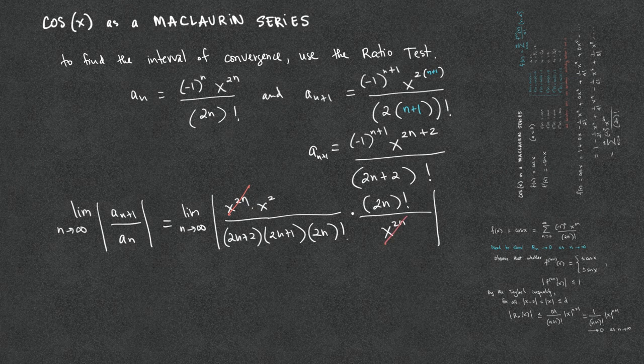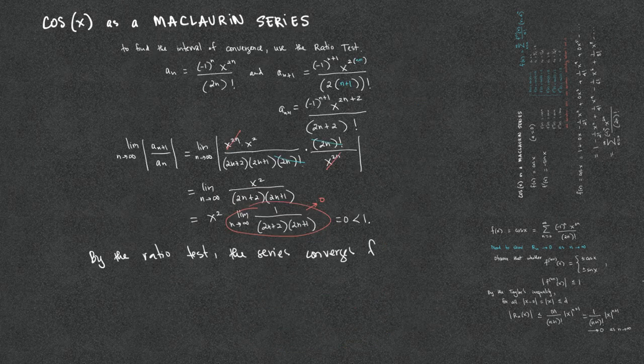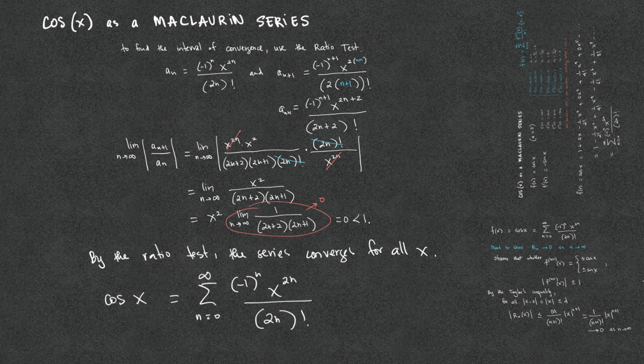Simplifying the x to the 2n and 2n factorial, we end up with x squared over 2n plus 2 times 2n plus 1. Note that we ignore the negative 1 to the n because of the absolute value. This limit is 0 as n goes to infinity, and so x squared times 0 is 0. This limit is always less than 1, so by the ratio test, the series converges for all x. Thus, we conclude that cosine of x is the Maclaurin series, n going from 0 to infinity, of negative 1 to the n, x to the 2n over 2n factorial, for x between negative infinity and infinity, all real numbers.